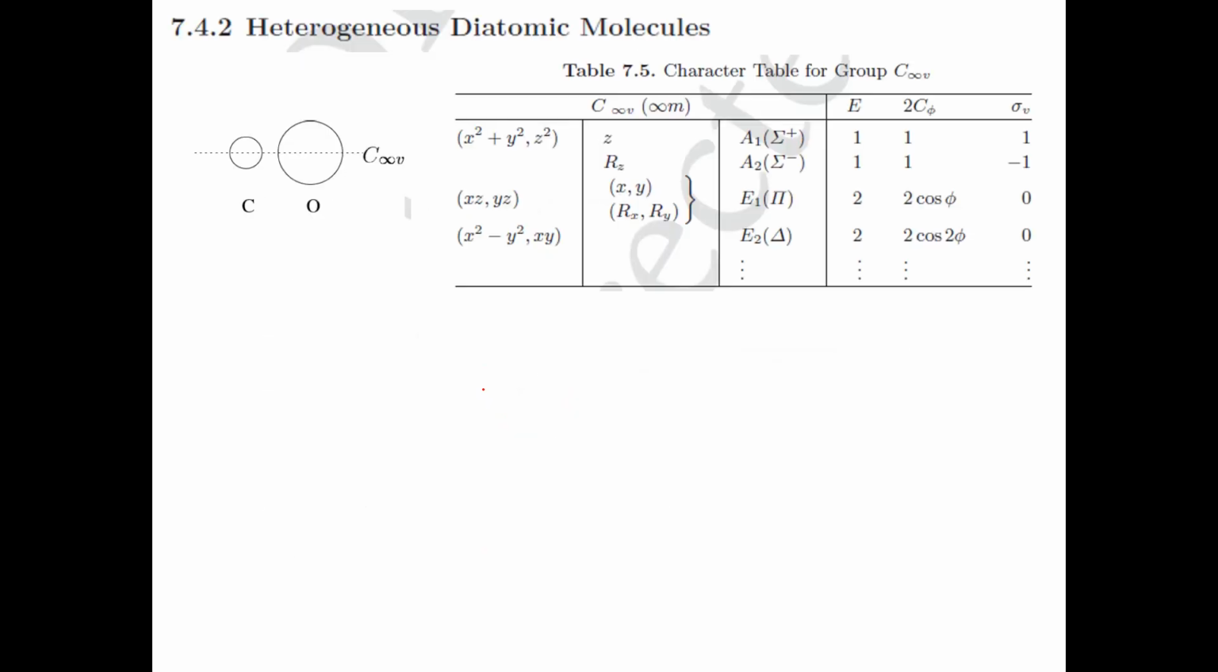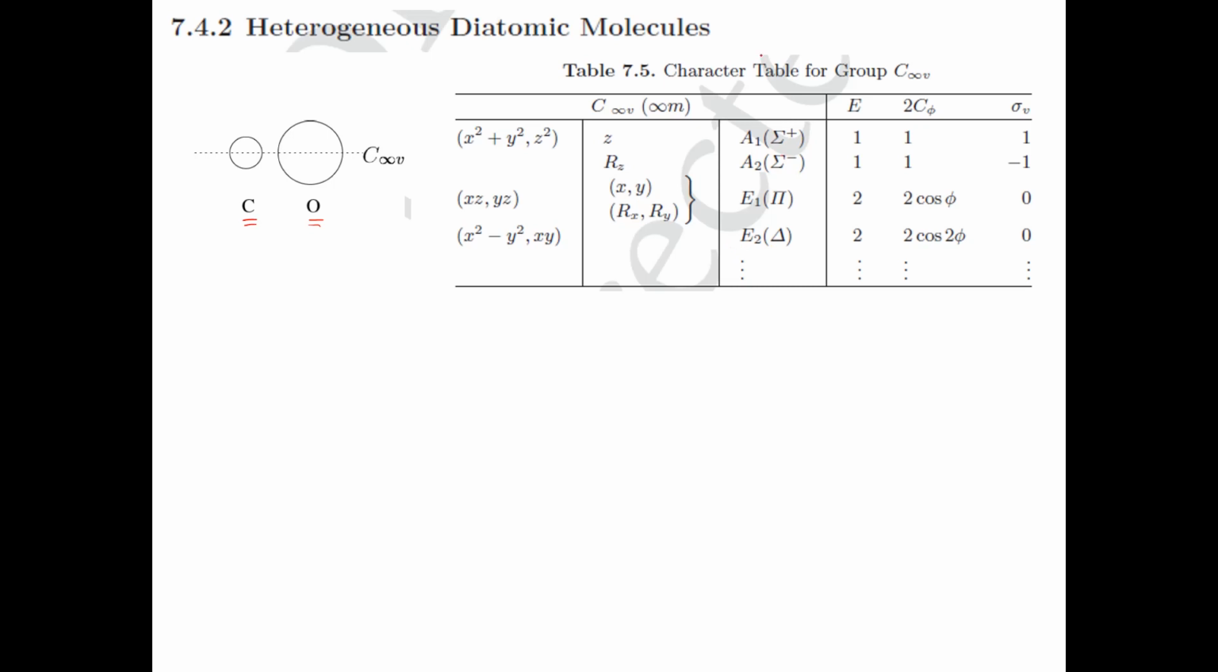All right, so let's do a more complicated case now, which is slightly more complicated. The heterogeneous diatomic molecule. So we have now as an example the CO molecule, carbon and oxygen. And the group in this case is the C infinite V group. Okay, it doesn't have inversion. And this is the character table for the C infinite V group.